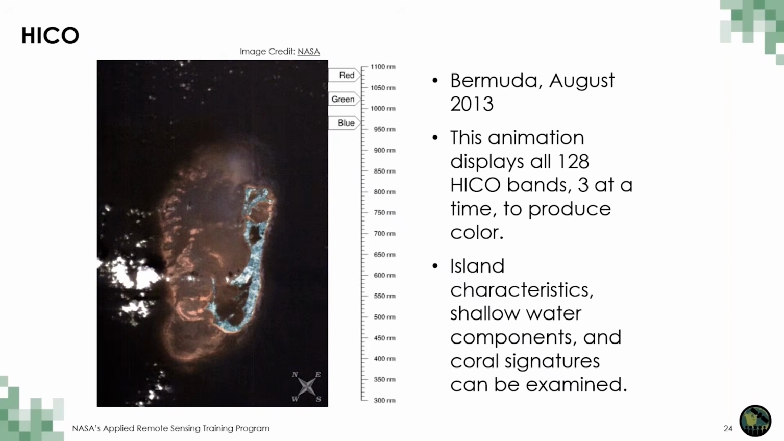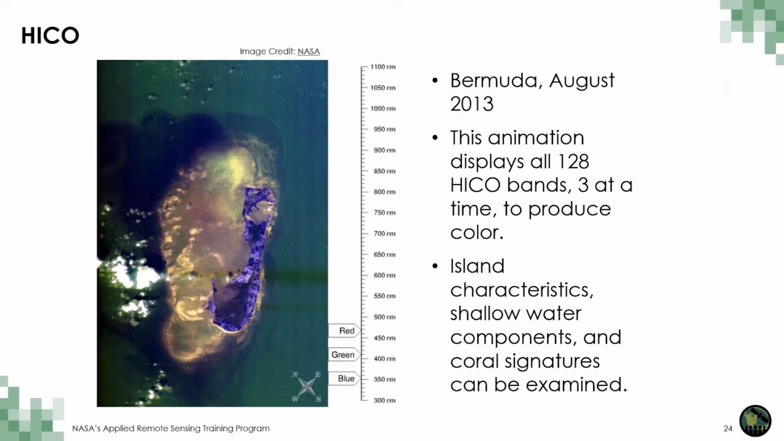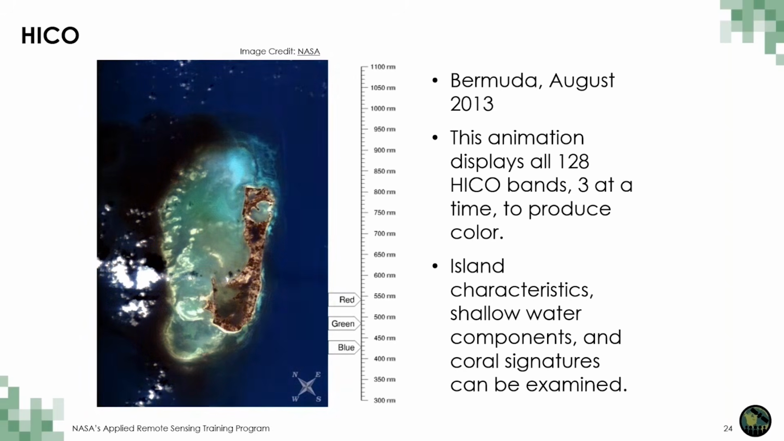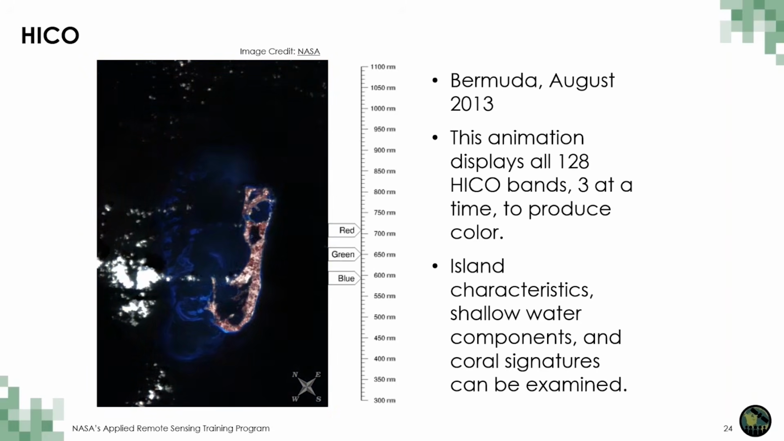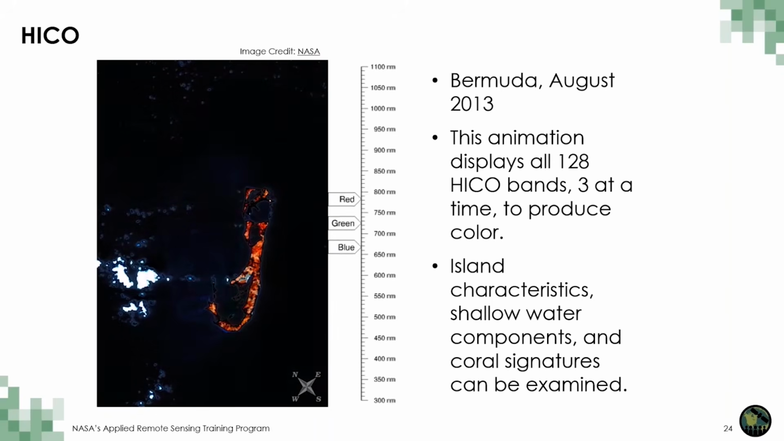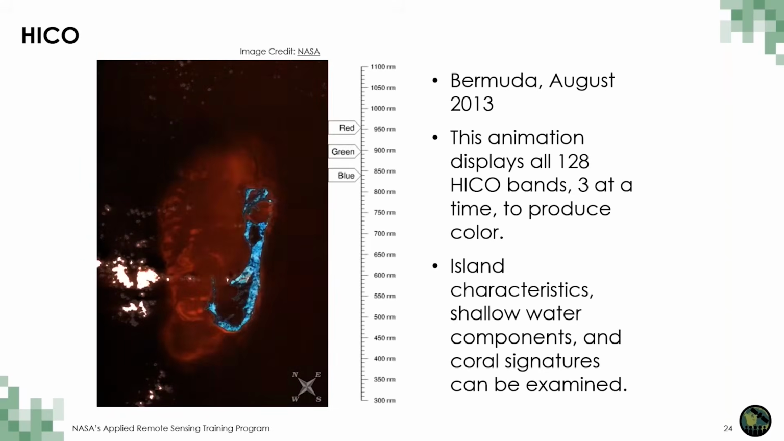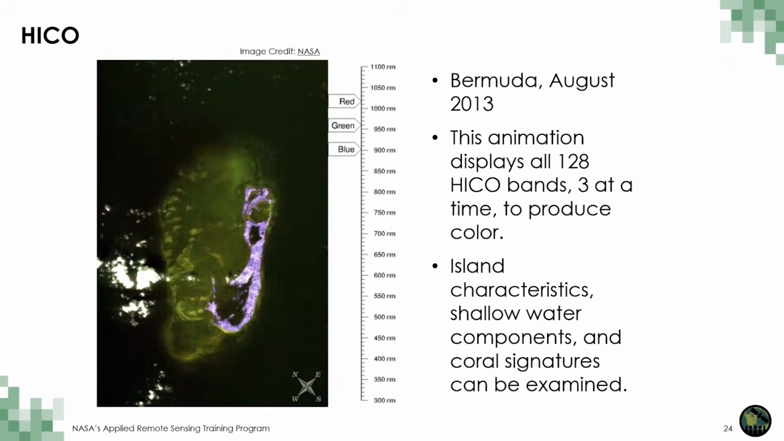The image doesn't have any additional processing beyond top of the atmosphere radiances in this case, but it shows how you can choose between different bands, relatively similar bands, that show very different products. So it allows you to see how different bands highlight the various components of the island ecosystem, from land, shallow water, or coral components.